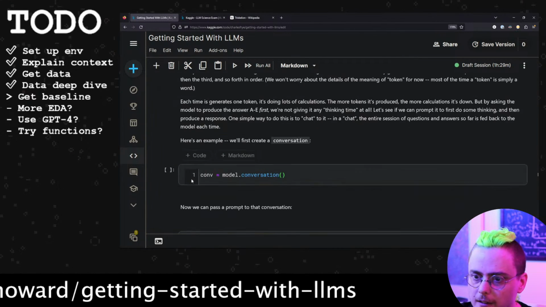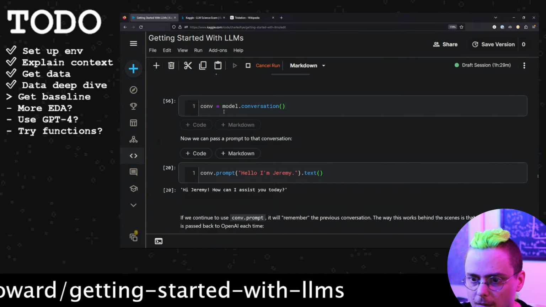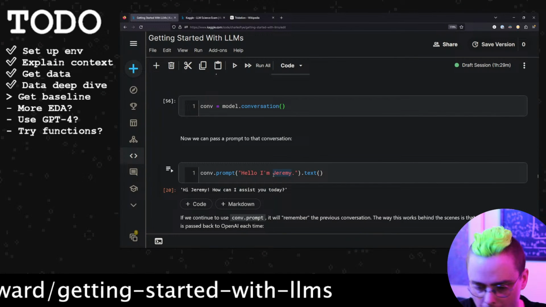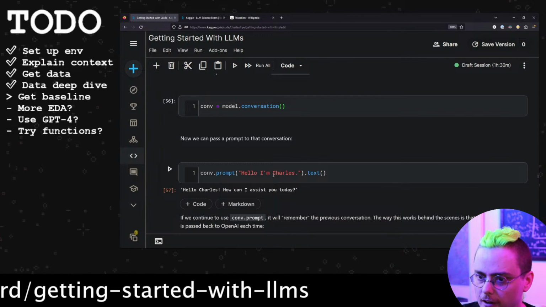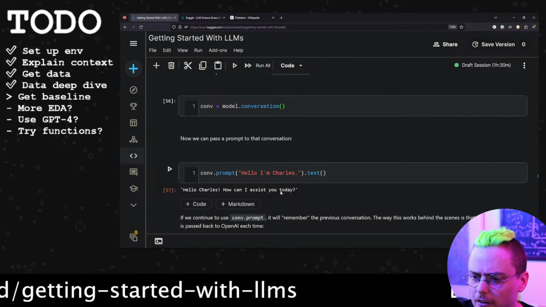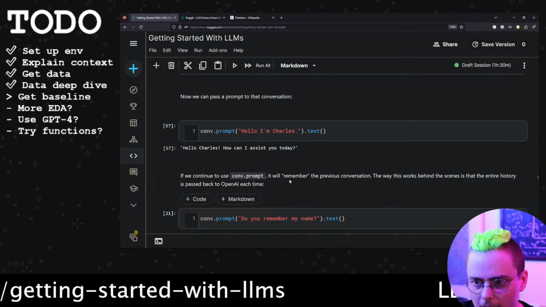All right, now we've got our kernel back. We're no longer stuck. So this part is a little bit about how to use that LLM library.